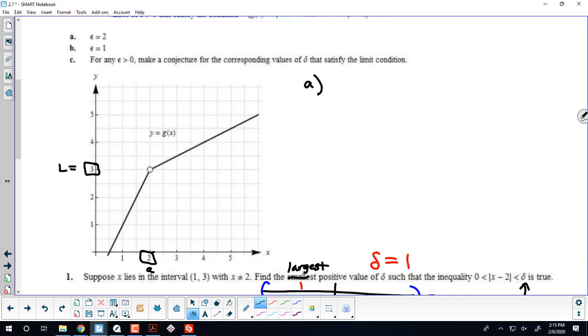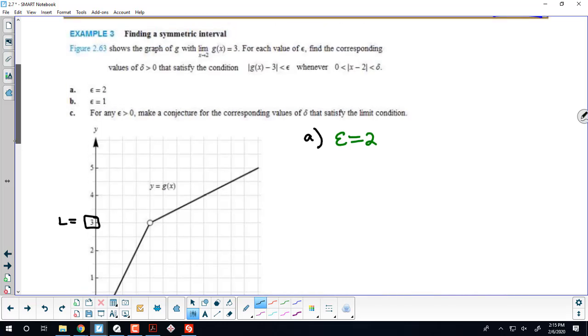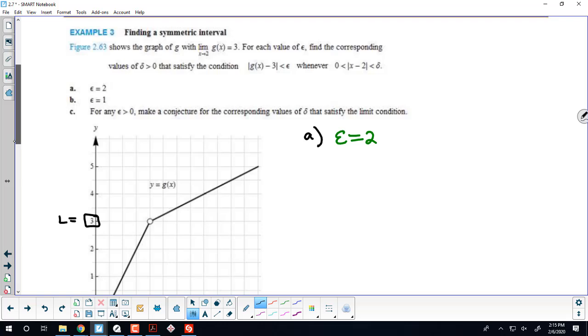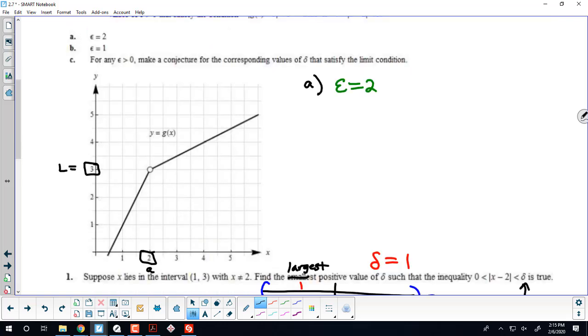Part A, if epsilon is equal to 2, and we go back up to that inequality for epsilon, it says specifically in part A that we're less than 2 units from 3 on the y-axis, or the g of x-axis. So on the y-axis, we're less than 2 units from 3, less than 2 units from that.